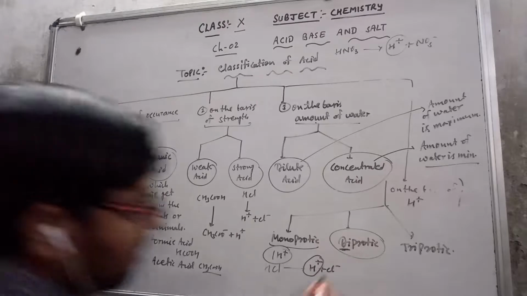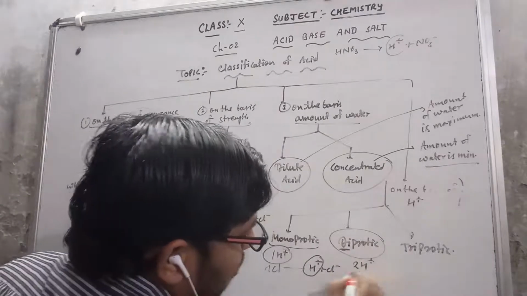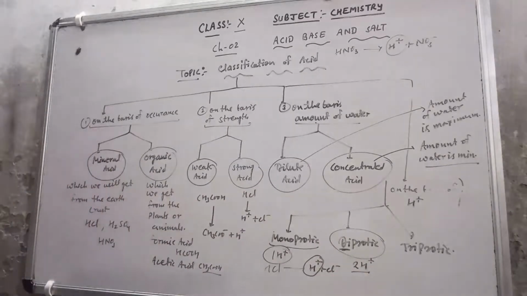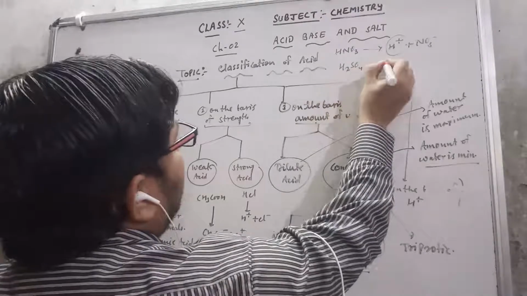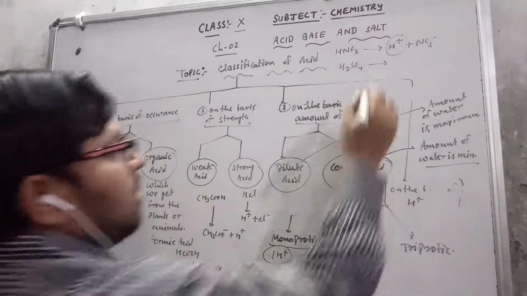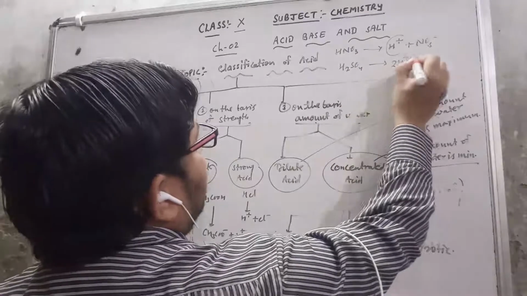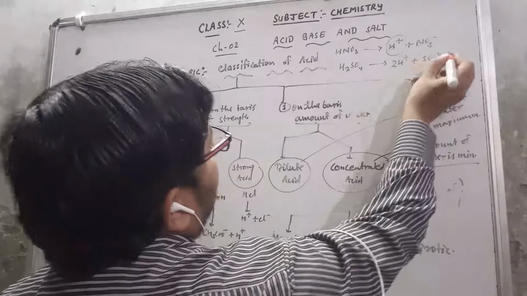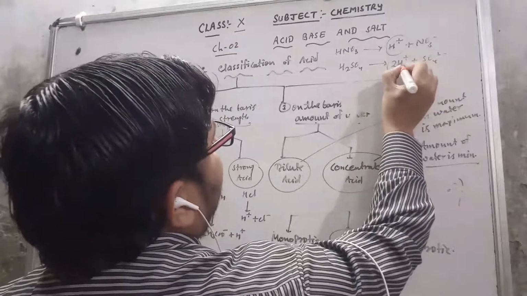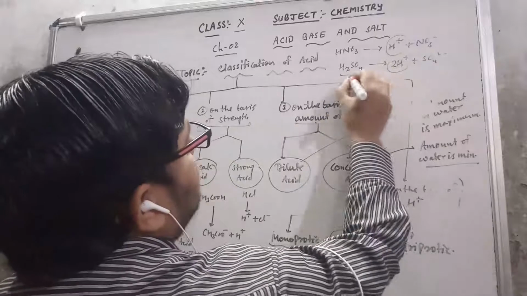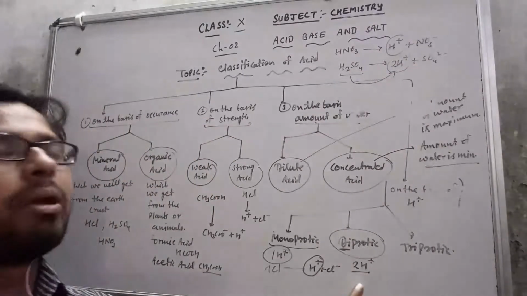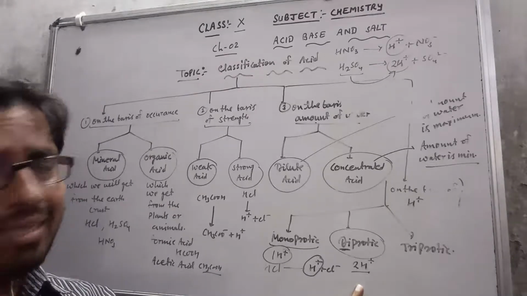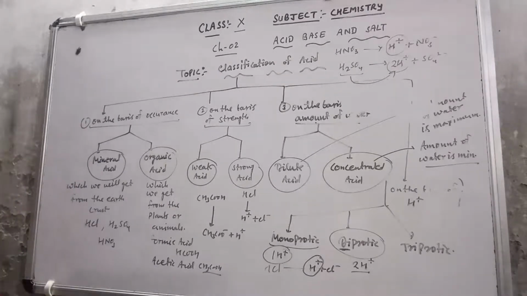Now diprotic, di meaning two, that meaning the acid which will give us two hydrogen ion by dissolving in water, they are called diprotic acid. Like H2SO4, sulfuric acid, if I dissolve it in water, it will give us two hydrogen ion and one sulfate ion. So by dissolving in water, sulfuric acid gives us two hydrogen ion, so we can say that it is an example of diprotic acid.